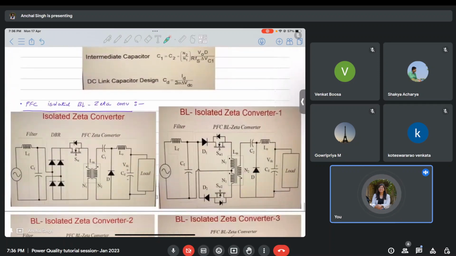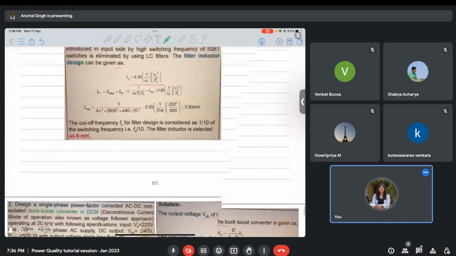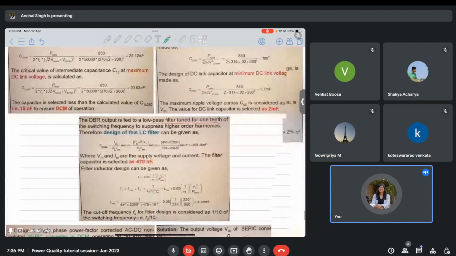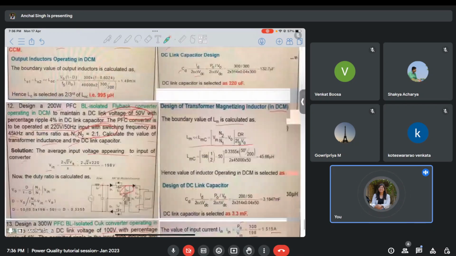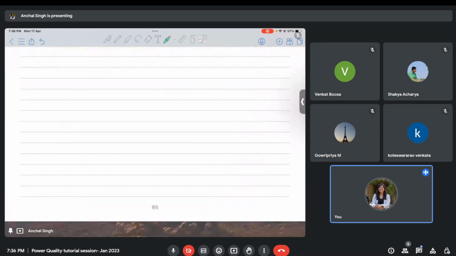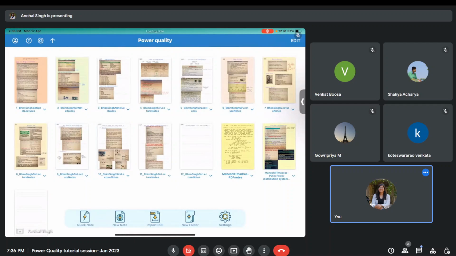Flyback, forward. You should definitely do the analysis of isolated converters as well, because most of the converters that are used in practice are isolated ones. Buck boost ones are mostly used for our study purposes only.